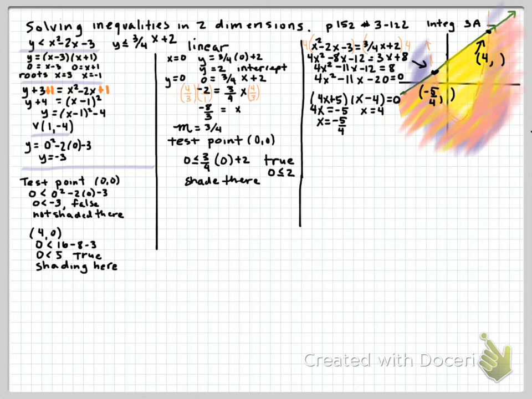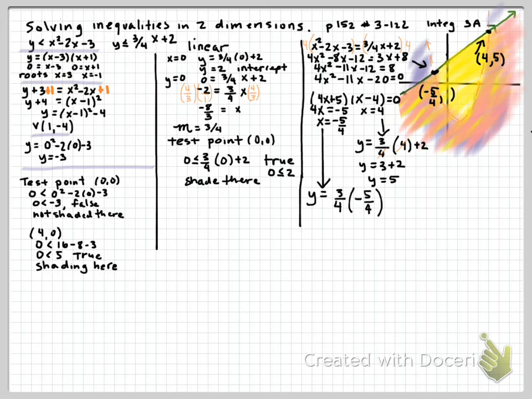How do you find their y values? Take those values and plug them in. You can plug them into either function, but I like plugging them into the easiest function. In my case, the easiest function would be the linear function. I'm going to go ahead and plug in 4 and end up with a y value of 5. So those two graphs touch at 4, 5, and they also touch at -5/4, 17/16. So now I have those 2 points.